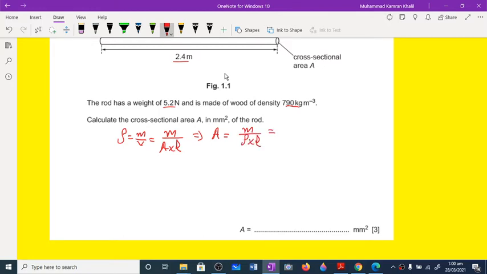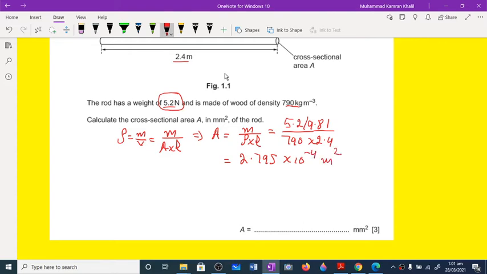Now we will substitute the values. The mass is not given directly in this question; it is the weight which is given. So 5.2 upon 9.81 will give you the mass. Then the density is given, 790, and the length is given, 2.4. After calculating that, you will get the answer 2.795 into 10 power minus 4. But this answer is in meter square.